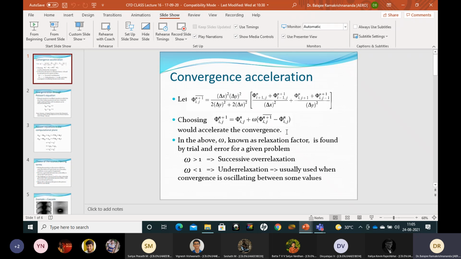So for that purpose, you reduce omega, so the solution at least converges to a stable value, but it may take more iterations to do that. If omega is greater than 1, it's called successive over relaxation, or just over relaxation. Similarly, omega less than 1 you can call under relaxation or successive under relaxation. It's used when convergence is oscillating between some values. Fine, we saw this last class.